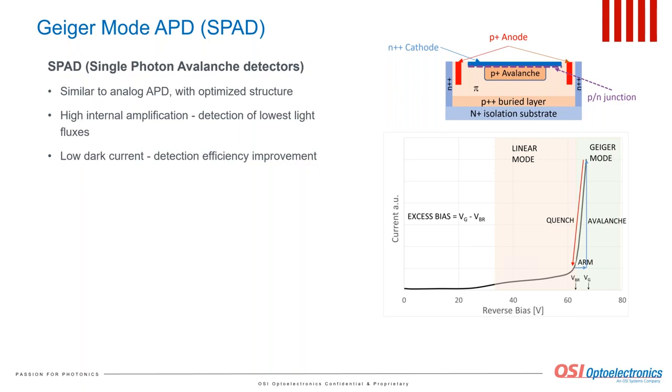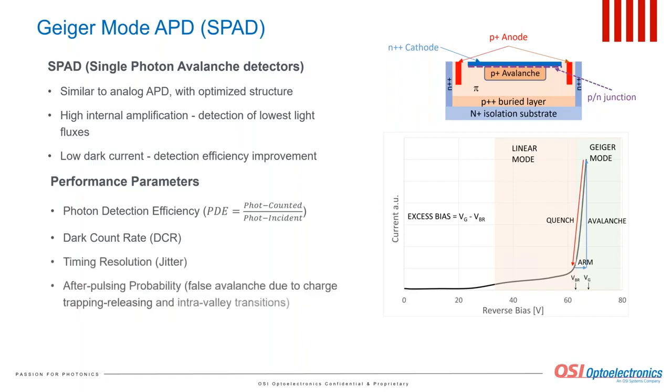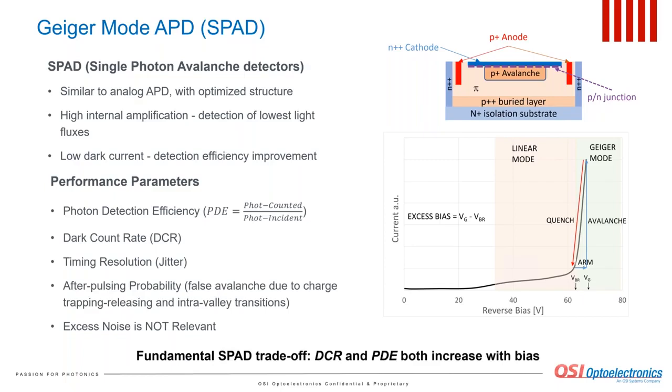We will discuss quenching on the next slide. The dark carriers also create an avalanche with the same amplitude of the output spike, and the goal of the designers is to minimize the dark current rate. The main performance parameters relevant for Geiger mode APDs are photon detection efficiency, dark current rate, time resolution, and afterpulsing probability, which is a false avalanche due to charge trapping and releasing, carrier tunneling, and intra-valley optical transitions. The excess noise factor is not relevant for Geiger mode APDs.